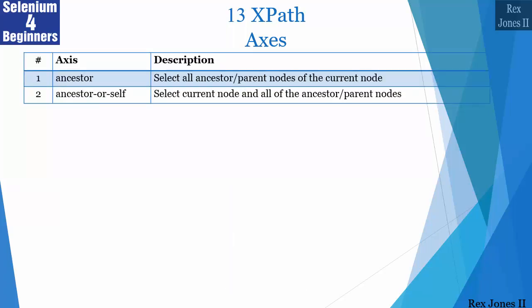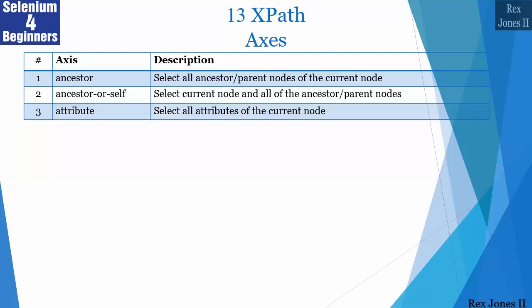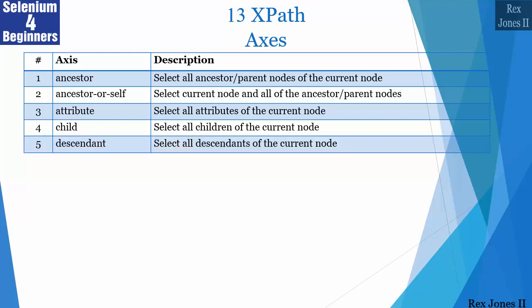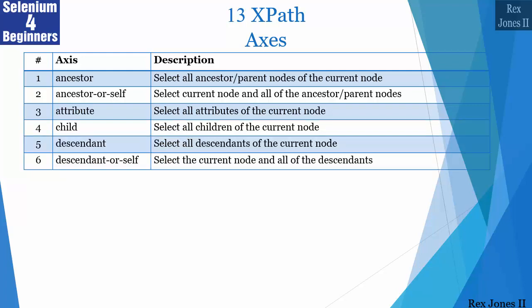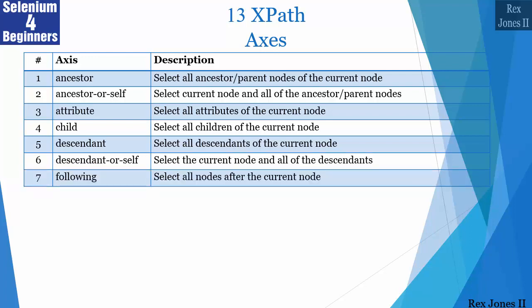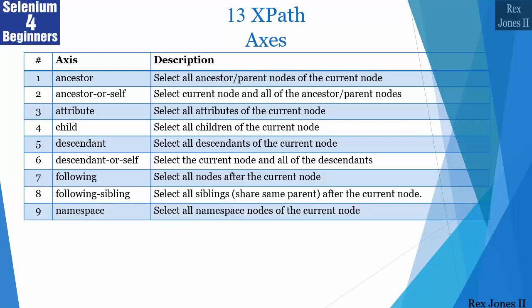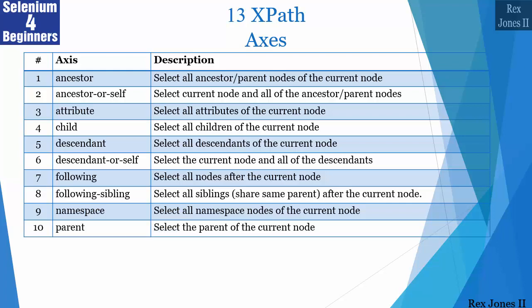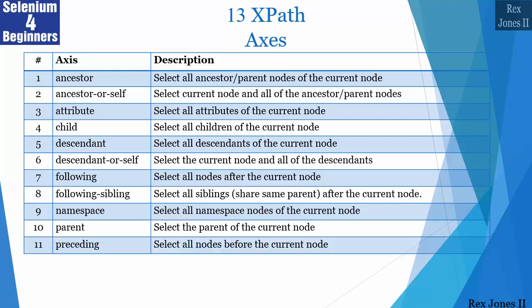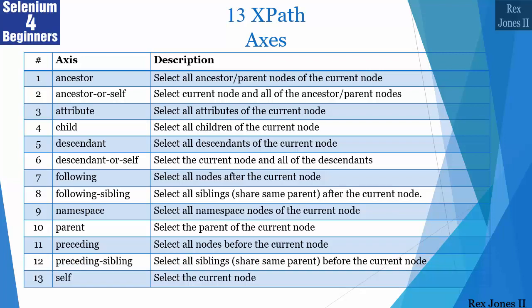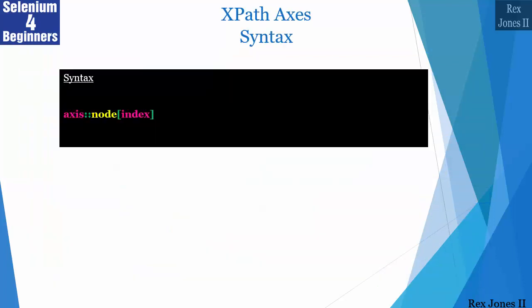Number 2, ancestor or self. Number 3, attribute. Number 4, child. Number 5, descendant. Number 6, descendant or self. Number 7, following. Number 8, following sibling. Number 9, namespace. Number 10, parent. Number 11, preceding. Number 12, preceding sibling. And number 13, self.